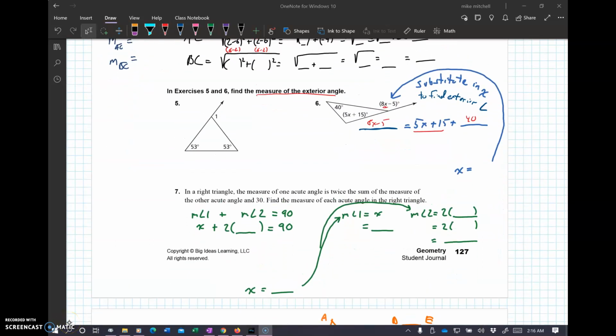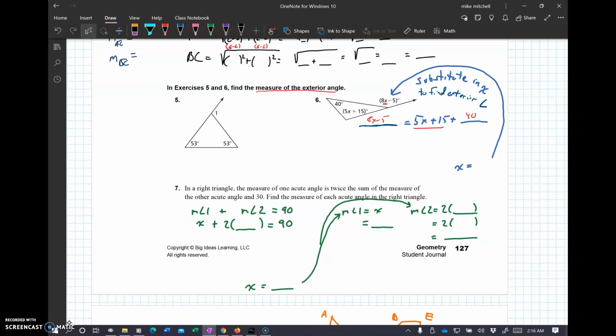Last one, we're nearly out of time. I'm at my maximum of 15 minutes. In a right triangle, the measure of one acute angle is twice the sum. That means 2 times the measure of the other acute angle and 30. So the sum of the measure of the other angle and 30. The other angle is this angle here, so that's going to be x plus 30 in there, twice that number. Find those, you can plug them in and get the answers.